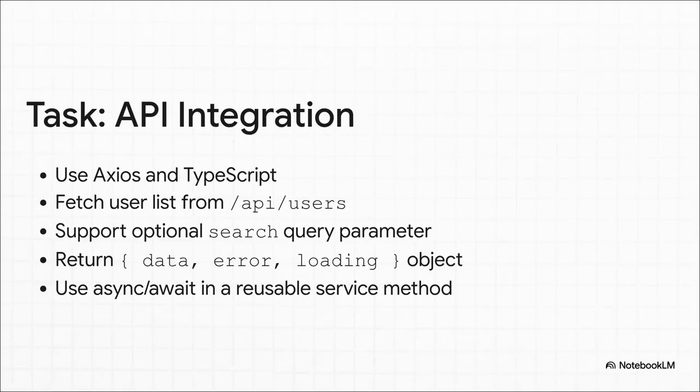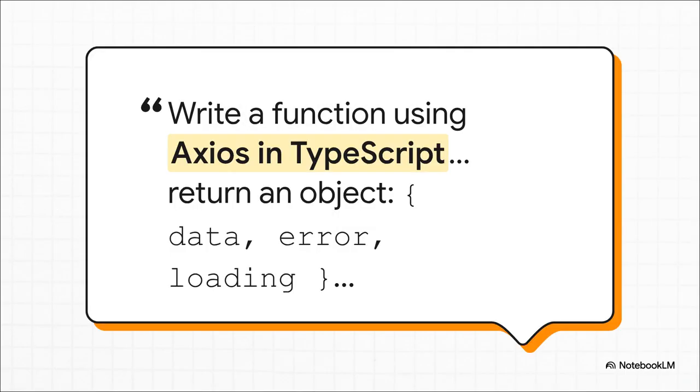Here is a classic developer task, fetching some data. We need a function that hits a specific endpoint, it's got to use Axios, it should support a search parameter, and, this part is super important, it needs to return a nicely structured object that tells us if it's loading, if it failed, or if we have the data. The prompt for this is just so clean and direct. See, we're not just asking it to fetch users.